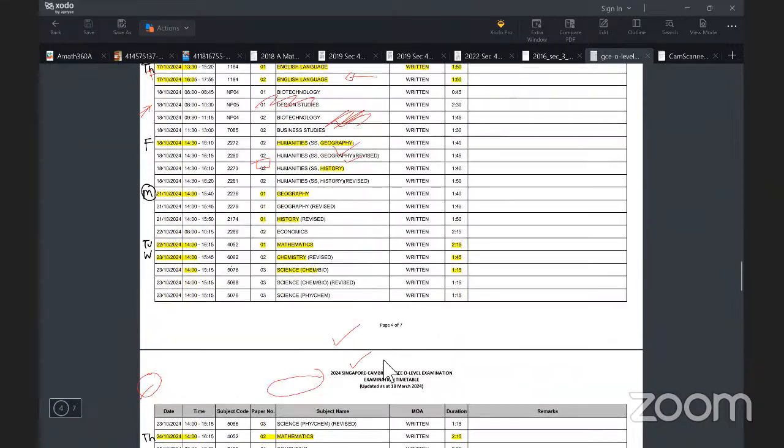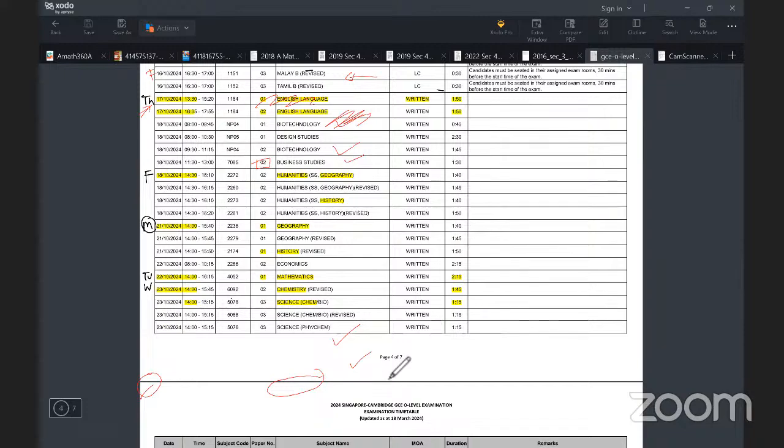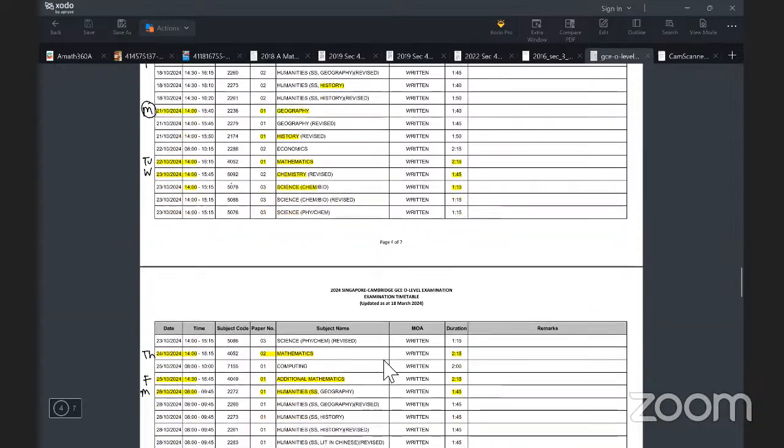Now, regarding chemistry. Okay, all my markings are off already, so I'm going to just delete them. Back to the Monday. Okay, here.